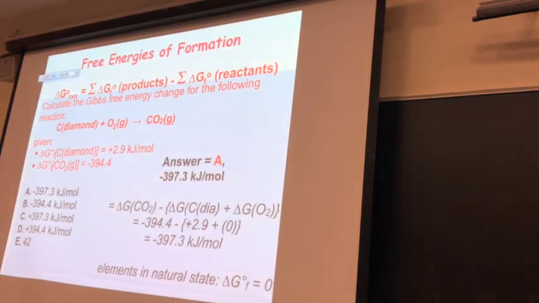So if you go through the math, and it's up to you if you want to, it comes out to be negative 397.3. Notice that even though diamond was positive, we do subtract it. It's products minus reactants, all right? So 394, and we subtract the 2.9 from it. Any questions on that?